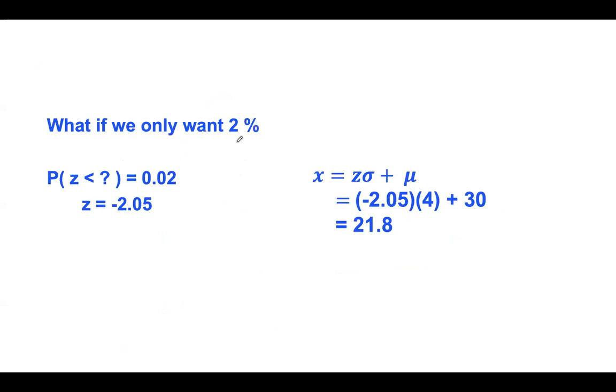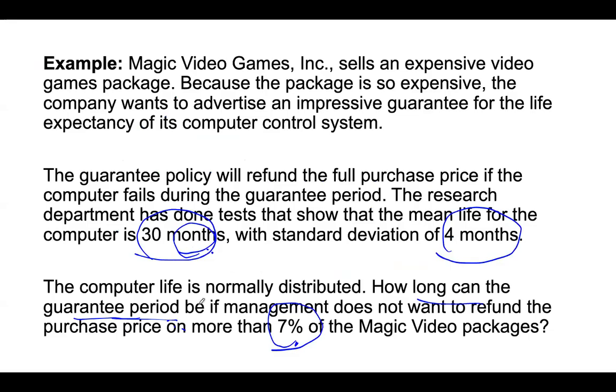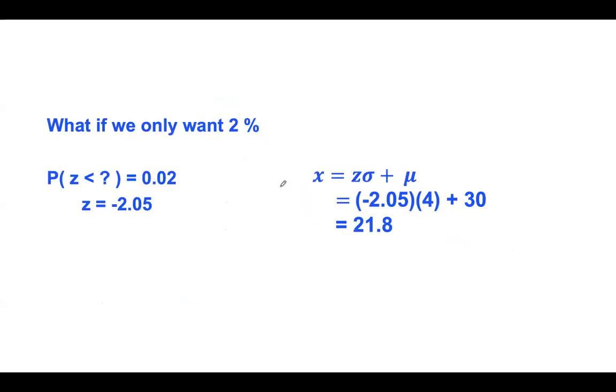What if we only wanted 2%? So back to the question. On the purchase price, that's with more than 7% being returned. Let's say we're in a company and we wanted only 2% to make returns. So the probability is less than or equal to 0.02. We can look that one up on the table.